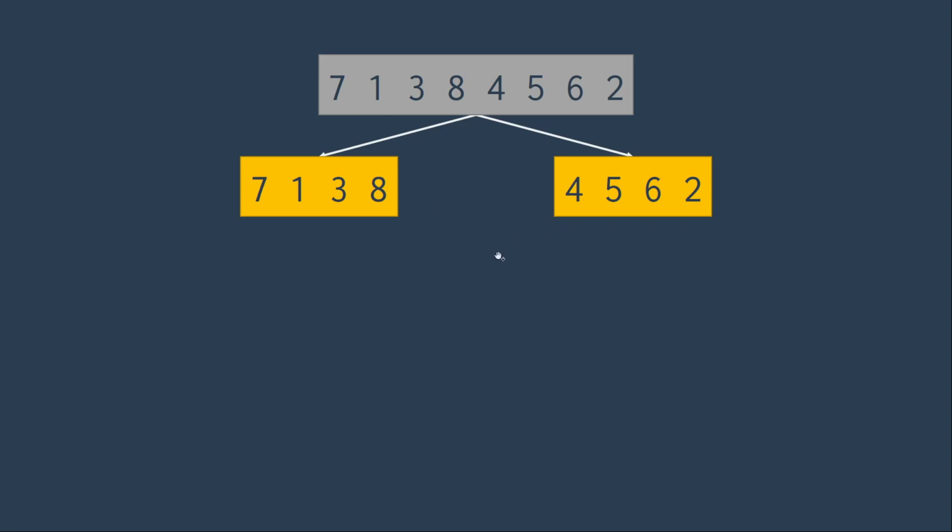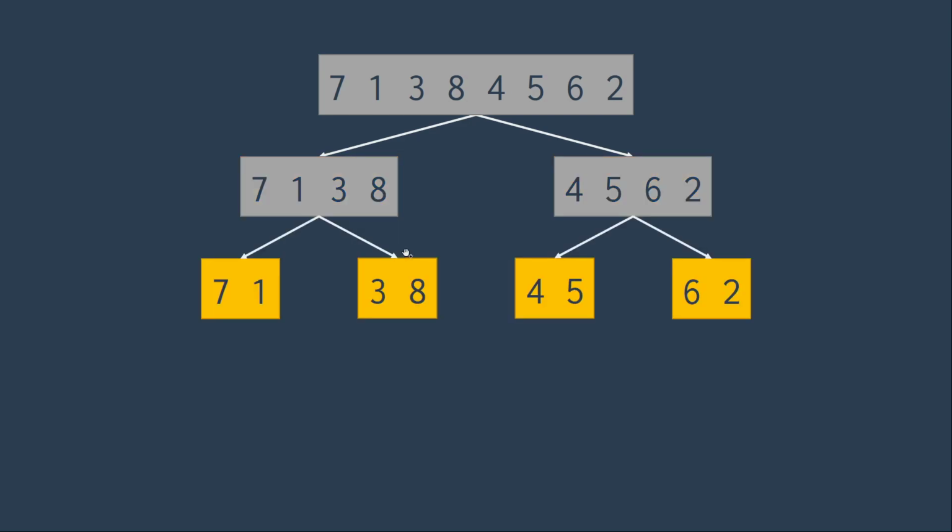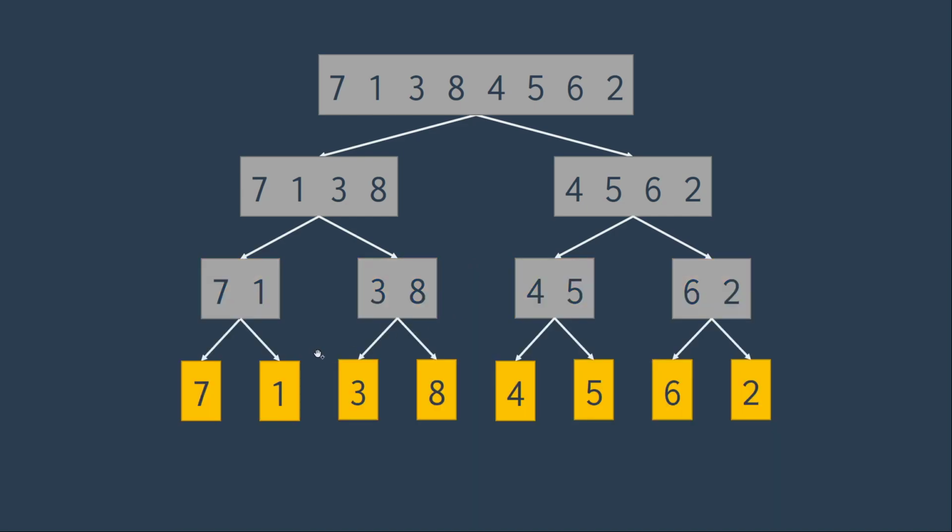So we'll continue calling merge sort, but this time for half of this and also half of this. Technically speaking, we now have 4 recursive calls, like what happened earlier. And this will continue until we get to this. And these are our last recursive calls.